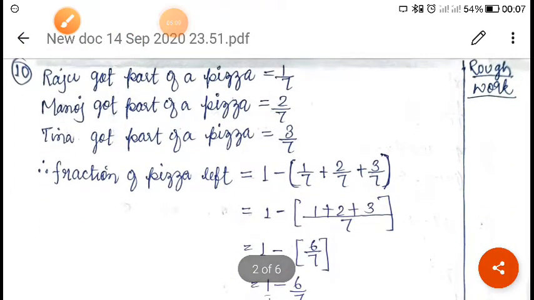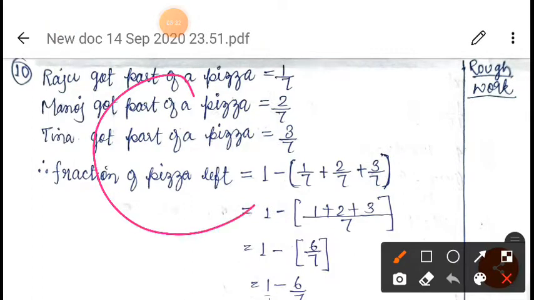Now next is Raju got a part of pizza. Raju got the 1 by 7th part of the pizza from his father, while his brother Manoj got 2 by 7th part, and his sister Tina got 3 by 7th of that part. Means there is one pizza, and that pizza has been divided into 1 by 7th to Raju, then 2 by 7th to Manoj, and 3 by 7 to Tina, right?